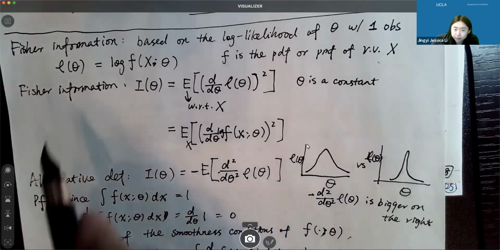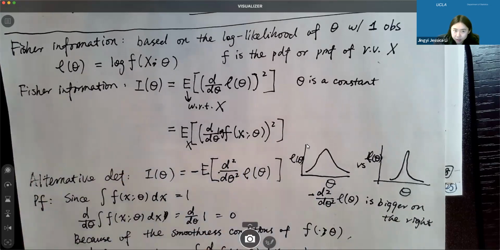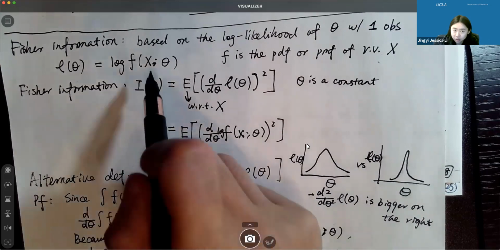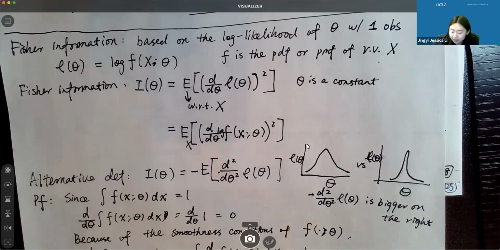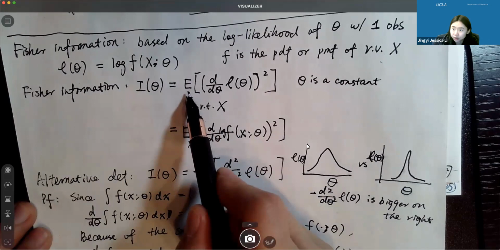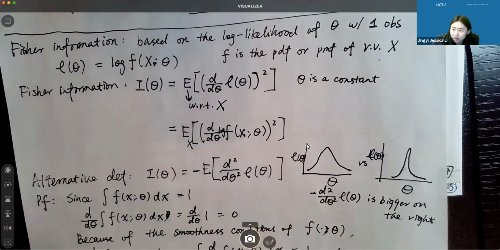This Fisher information is a property of the distribution alone. It does not depend on our actual observations or realizations of X, or actual data. The reason is that we are taking this expectation. Whenever you take an expectation, you are talking about the distribution, the nature, the population, instead of just your data, your random sample. I hope that makes sense.